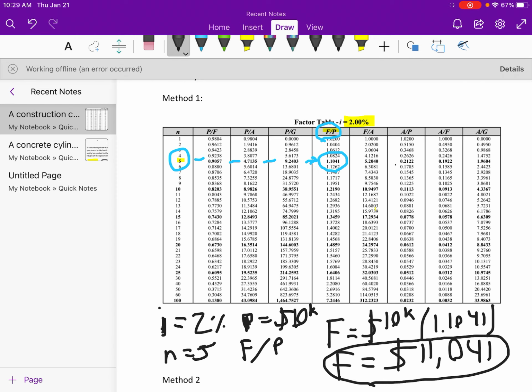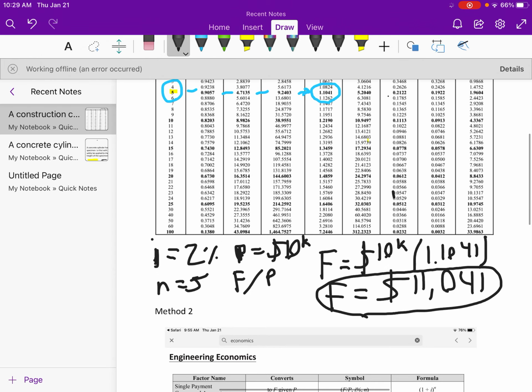So this essentially means if today you borrow $10,000 from this particular bank at 2% interest over a span of 5 years, then you would be expected to pay the bank $11,041 back. So let's go with method 2 and see if we get the same answer.